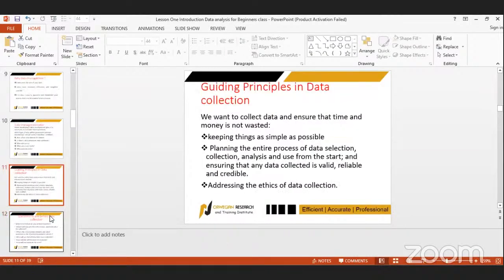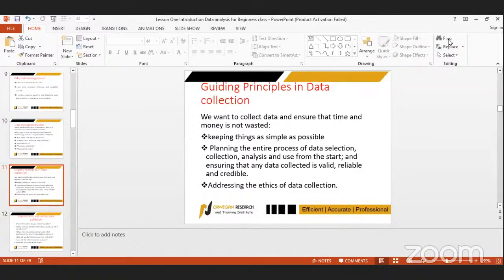Okay, now what are the guiding principles in data collection? So now the guiding principles in data collection are the following. When you want to collect data, we must be able to collect data in a timely manner, and we don't want to waste resources, which is money. Therefore, we must put proper mechanisms in place to ensure that the data collection process is not going to be a waste of time.